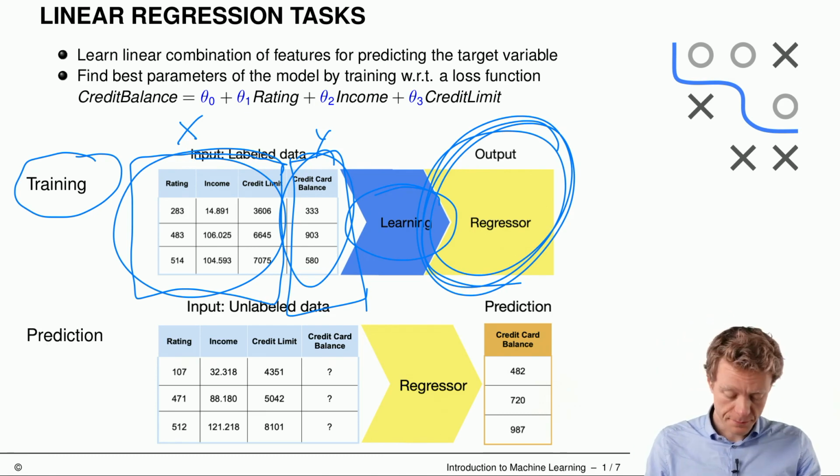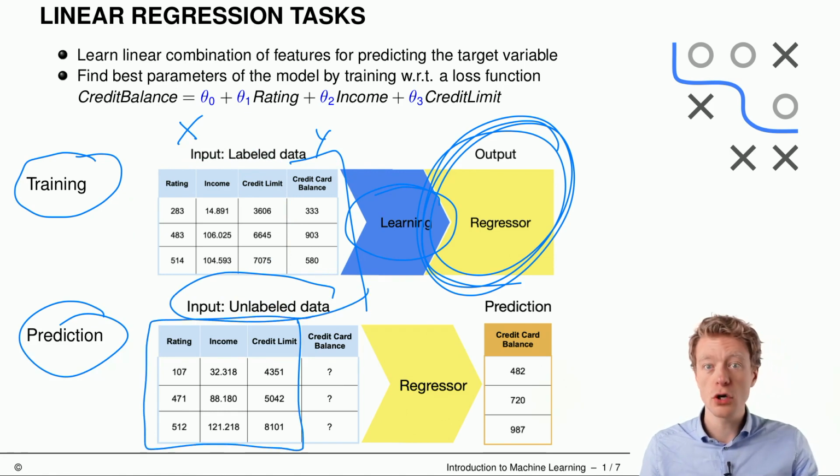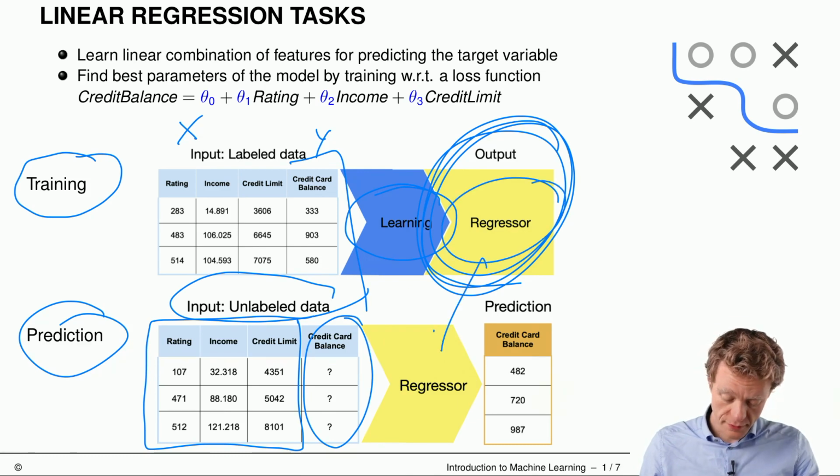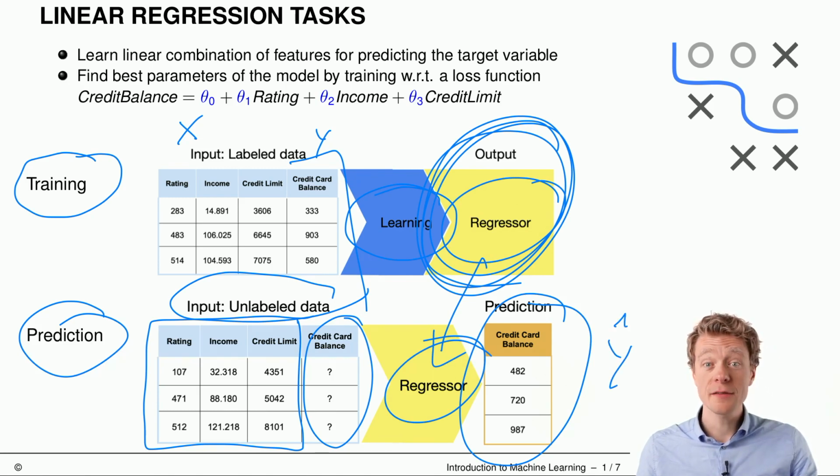At prediction time, we start with unlabeled data, which means we still have all the features of some new data points. If you look closely, you will see these are different from the data points above. And we do not know the target variable, which is the credit card balance in that case. So we use the regressor, we plug it in here and predict y hat, which is the credit card balance as predicted by the machine learning model, or by the regression model, or by the regressor.